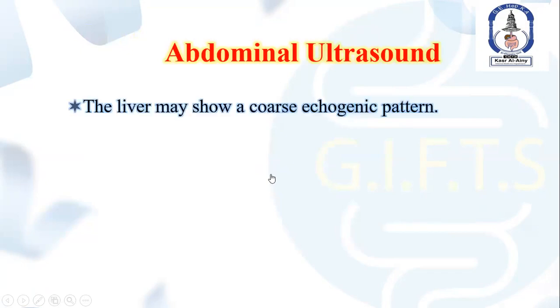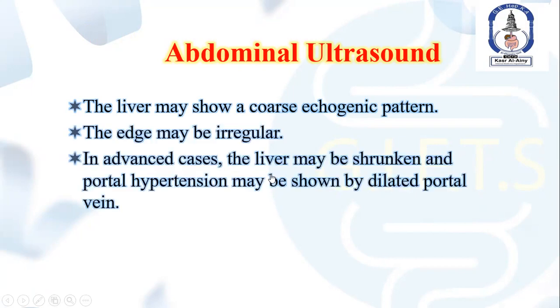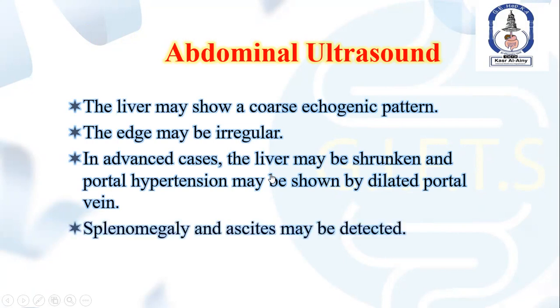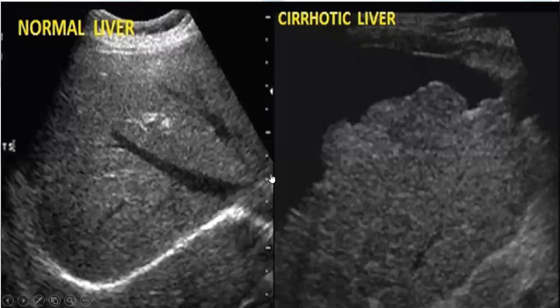Abdominal ultrasound, of course, the liver may look coarse and echogenic. The edge will be irregular, and in advanced cases, the liver will be shrunken. Because of portal hypertension, it will show as dilated portal vein, splenomegaly, and ascites can also be detected as well. As we can see on the left side, this is the normal liver, and on the right side, this is the cirrhotic liver.